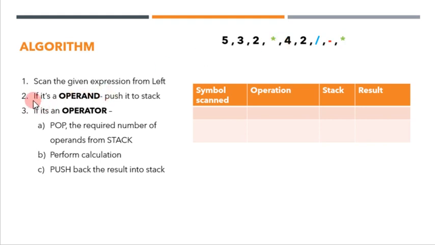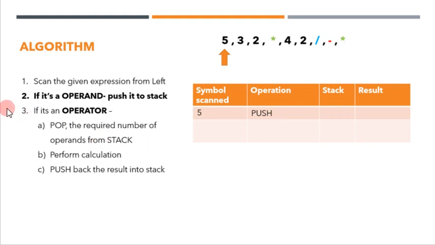So the algorithm says when you scan your expression from the left, and if it is an operand, then push it into the stack. So if I find an operand like 5, I will be doing the operation push. And where is the push operation done? Yes, it is the stack. So this 5 will be pushed onto the stack.